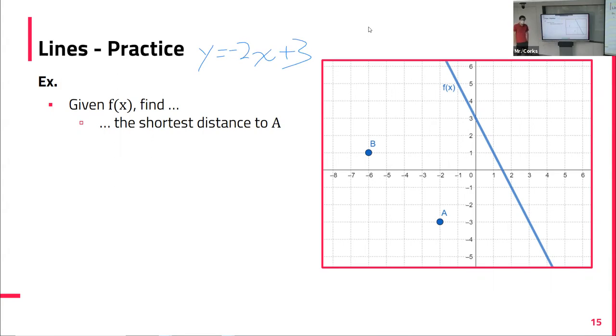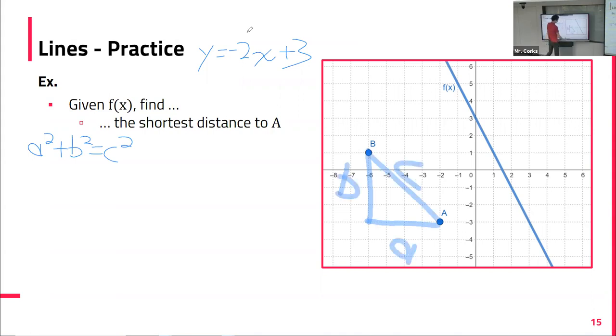Does anyone have an idea of what we could do, a strategy? Okay, what formula? A squared plus B squared is equal to C squared. What we talked about last time, the Pythagorean theorem here, we used that to figure out the distance between A and B. And we said, let this one be side A, this one B, this one C.